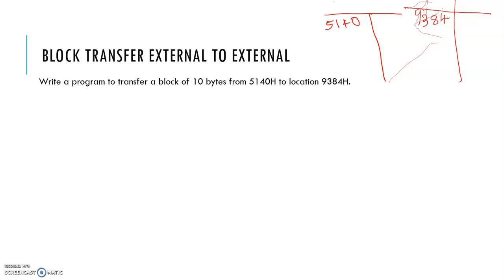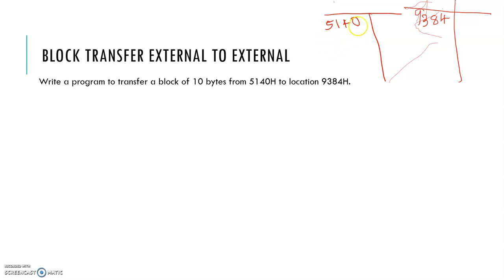The few things that you need to remember is that for the external data transfer, we cannot transfer directly from an external location to the other location. We need to move the data to the accumulator register and then move to the destination location. And the second point is that we can use only DPTR to point the external location. So we need DPTR to point the source address and DPTR to point the destination address.